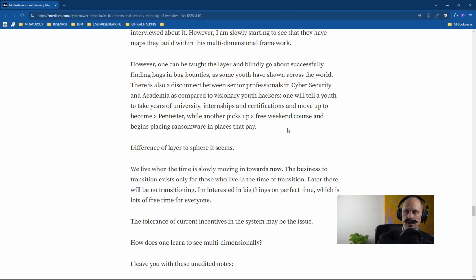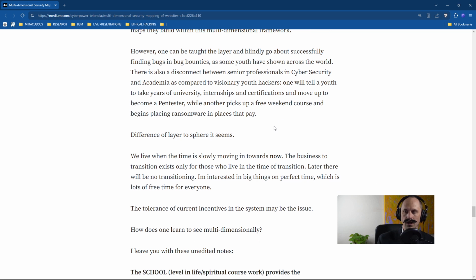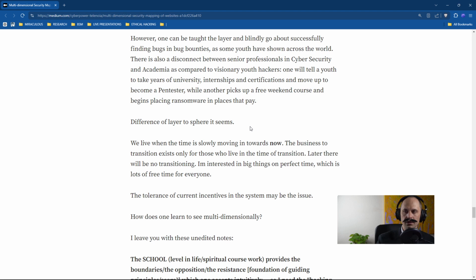There is also a disconnect between senior professionals in cybersecurity and academia as compared to visionary youth hackers. One will tell a youth to take years of university internships and certifications and move up to become a pen tester, while another picks up a free weekend course and begins placing ransomware in places that pay. Difference of layer to sphere, it seems. I also talk about malevolence and normality in other approaches and articles.